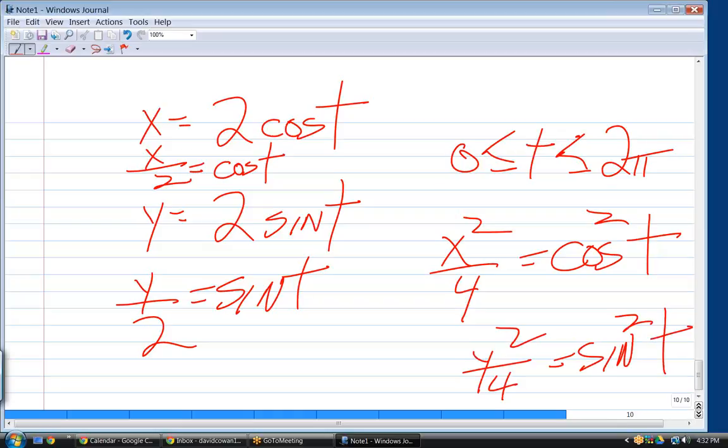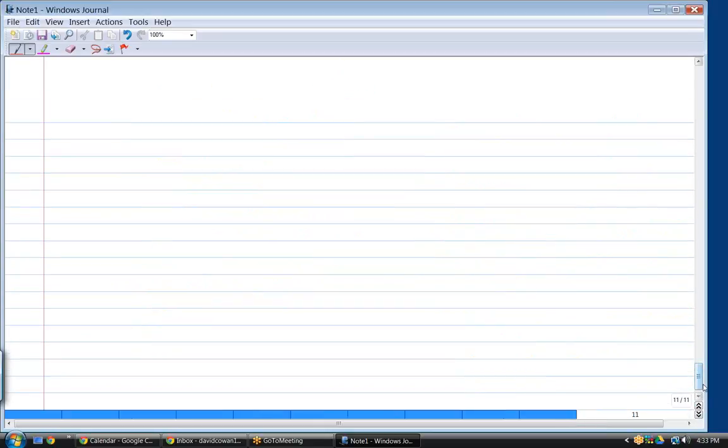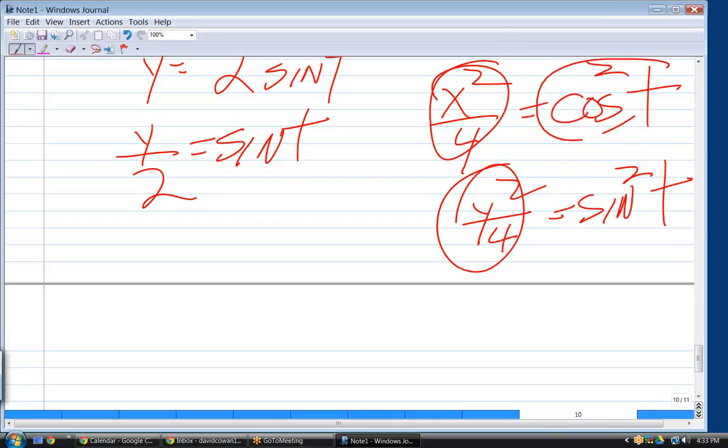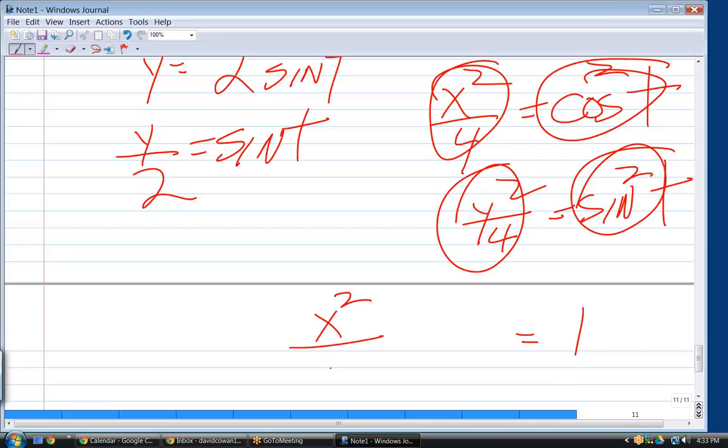How can I eliminate the t? By adding both sides of the equation. In other words, you can always add any two equations. So I'm going to add that to that, and I'm going to add that to that. Well, when I add the right side, what do I get? Is that 1? Yes, I've eliminated t. The left side becomes this.